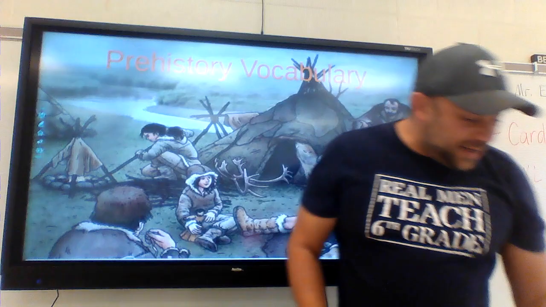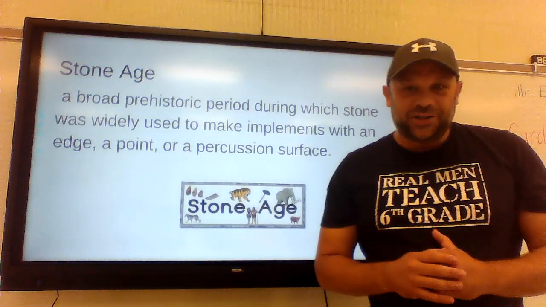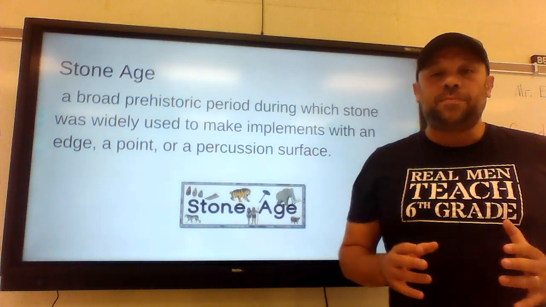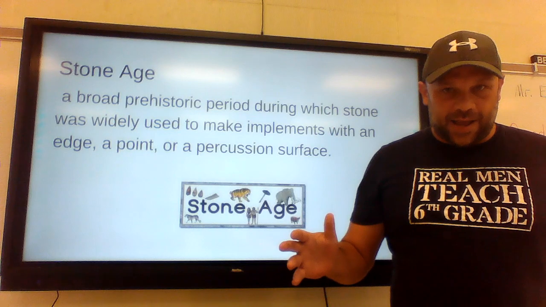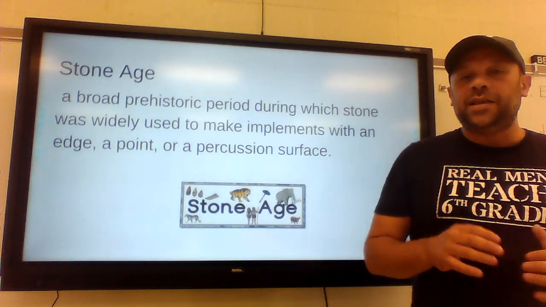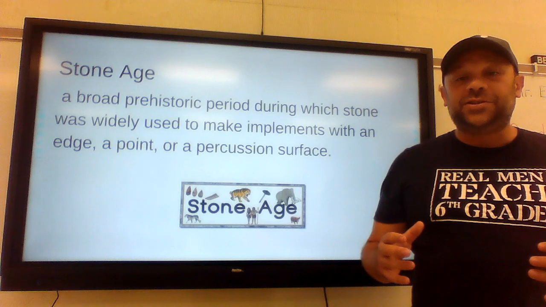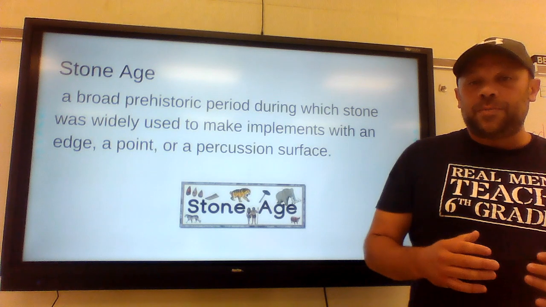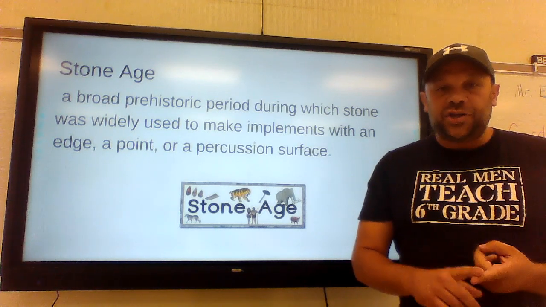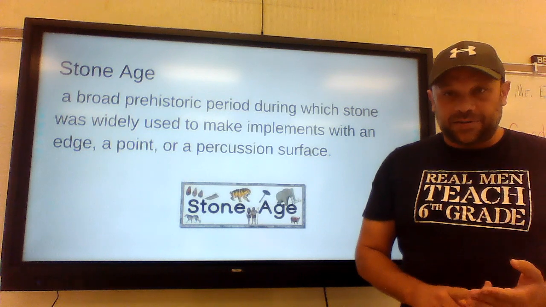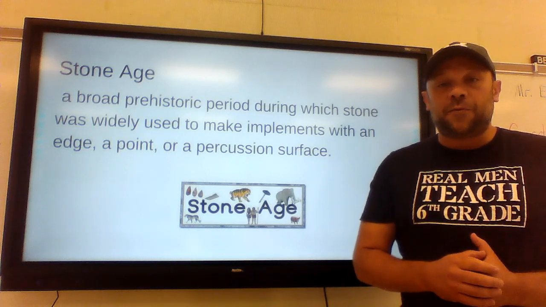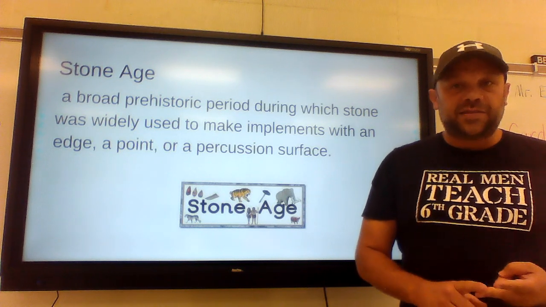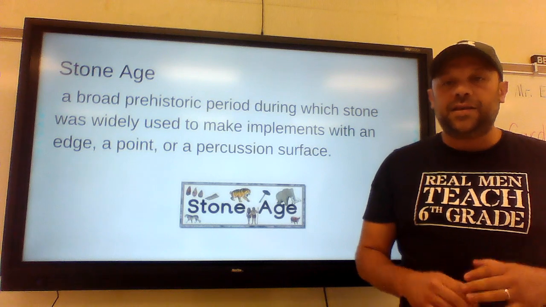First word that you need to know is the Stone Age. Now, the Stone Age is exactly what it sounds like. We're talking about a broad prehistoric period or span of time during which stone was widely used to make implements. Now, that word implements really just means tools, things that people used. They made stone implements or tools that either had an edge, a point, or a percussion surface, and they could be used for many different purposes. These stone tools were used to hunt. They were used to build things. They were used to construct and to defend.